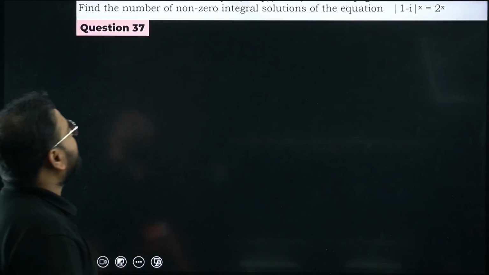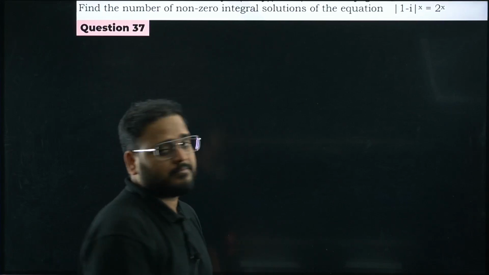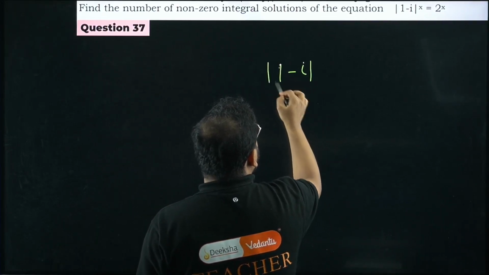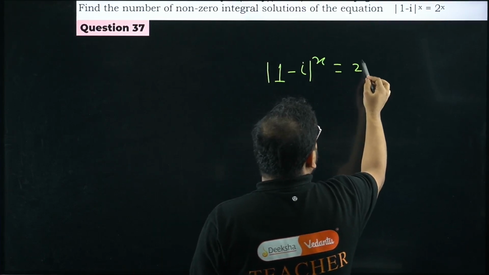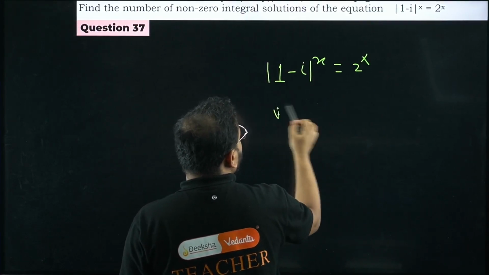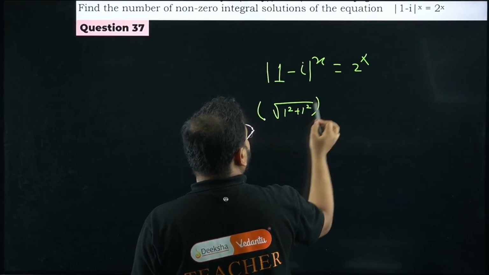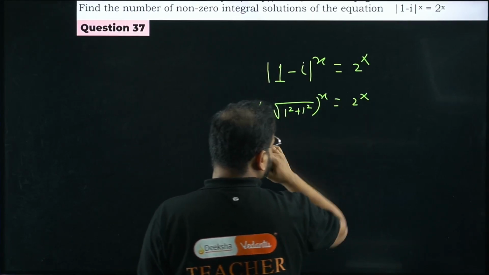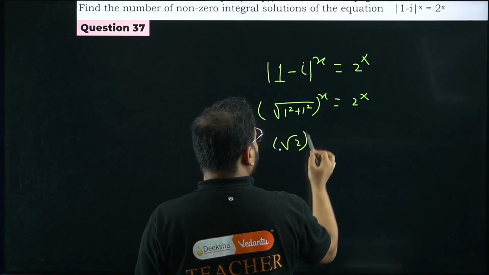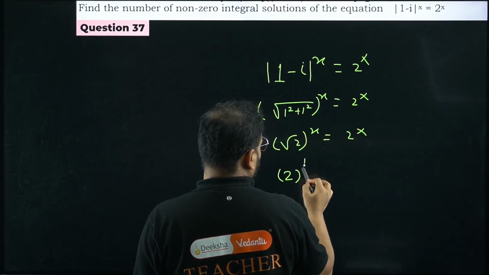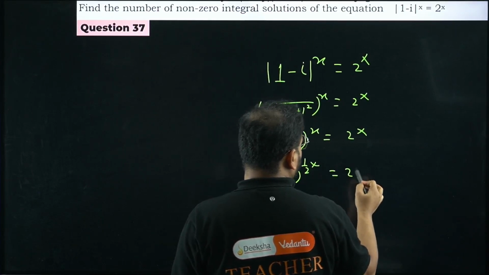Okay, find the number of non-zero integral solutions of the equation. Very difficult. 1 minus I, the modulus is there, power x. Let's find the modulus of this. It will become root of 1 square plus 1 square, to the power x, equals 2 power x. What I get? Root 2 power x equals 2 power x. What I get? 2 power 1 by 2 x equals 2 power x.